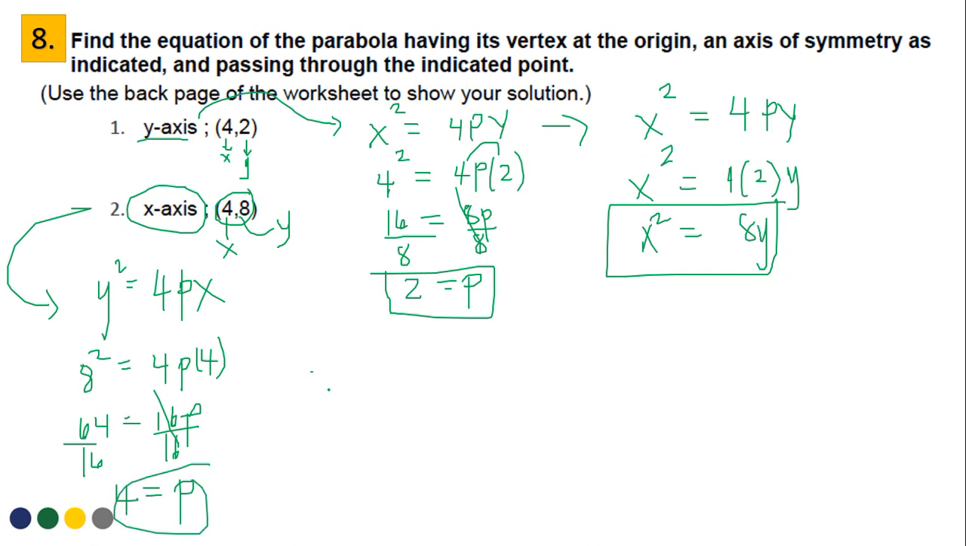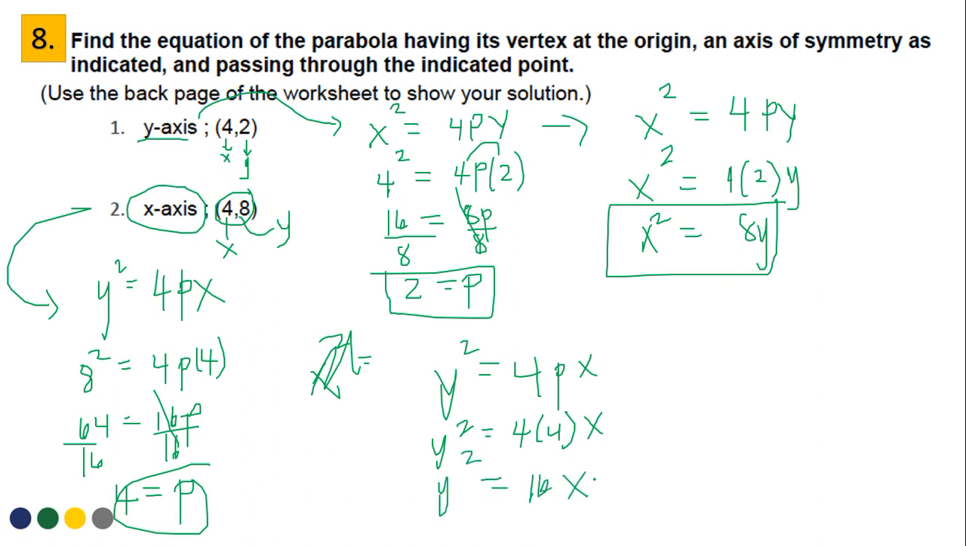So p is 4. Next, y squared is equal to 4px. Substitute the data. y squared is equal to 4 times 4 times x. Then y squared is equal to 16x. Did you get it? Yes, sir.